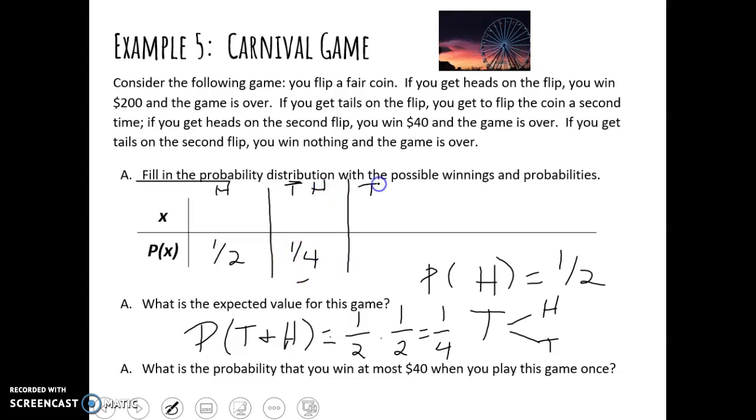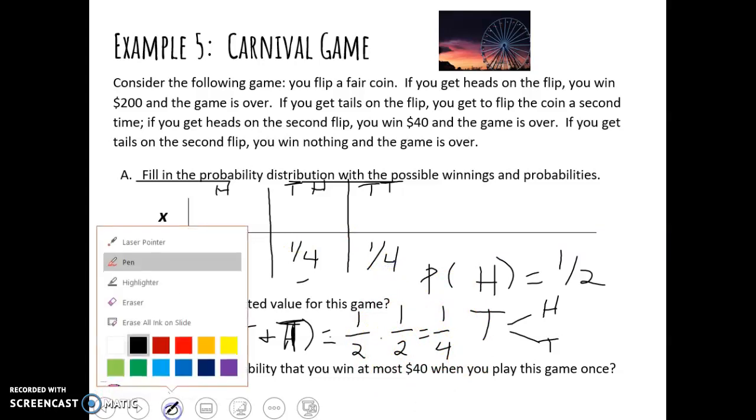Or you could flip a tails and a tails, which is going to look a lot like this one. The probability of a tails is 1/2. Probability of a second tails is 1/2. Multiply them together, that is also 1/4.